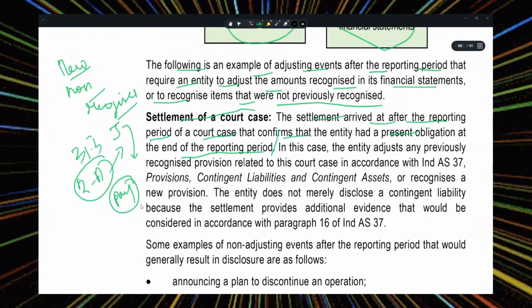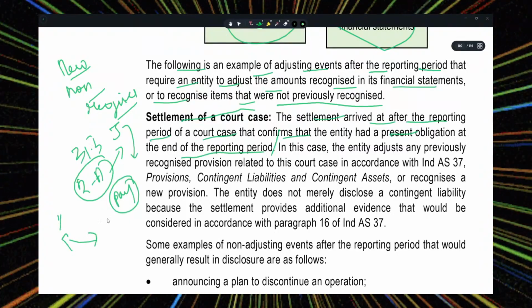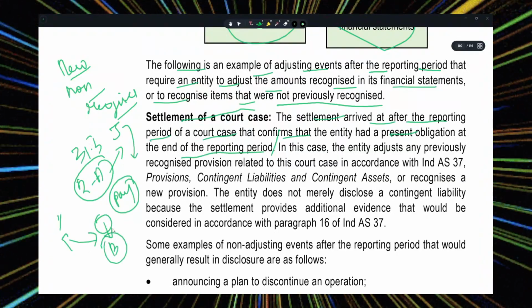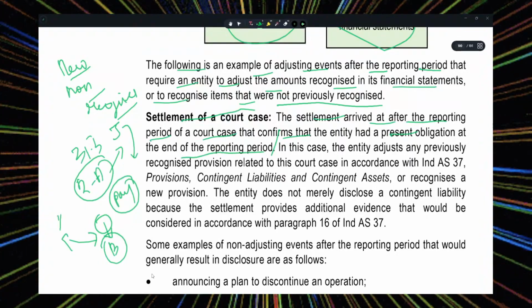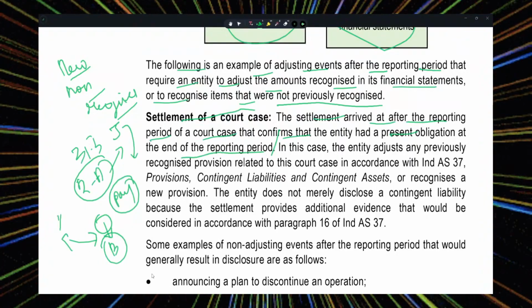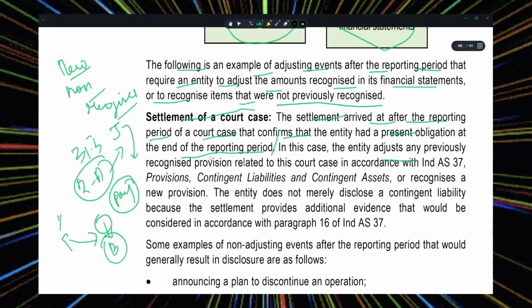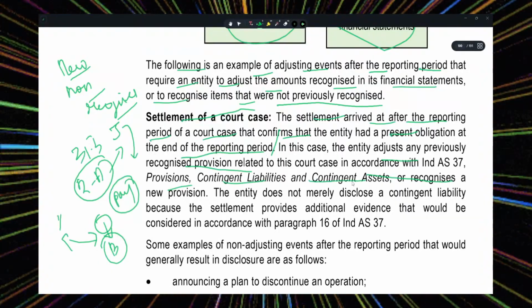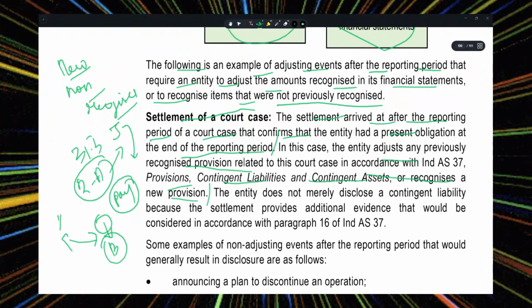But after 31st March, between the reporting period and the approval of the balance sheet, there is no contingent liability. An actual liability has been raised due to the contingent liability in the books of account. In this case, the entity adjusts the previously recognized provision relating to the court case, and as per Ind AS 37 Provisions, Contingent Liabilities and Contingent Assets, they need to recognize a new provision.